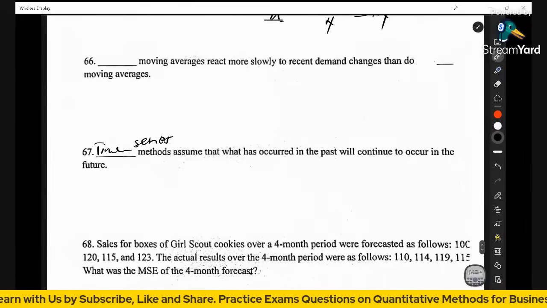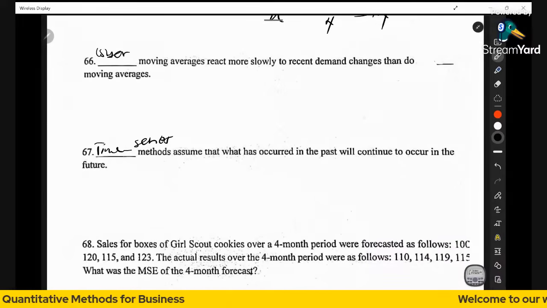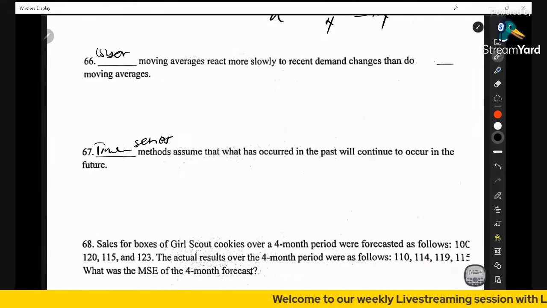What would be? Okay, so here, let me put the answer there so that we can go. Dash moving average, we are slow. Longer moving averages react more slowly to changes than the shorter moving averages. So it has to do with the longer and shorter, right?